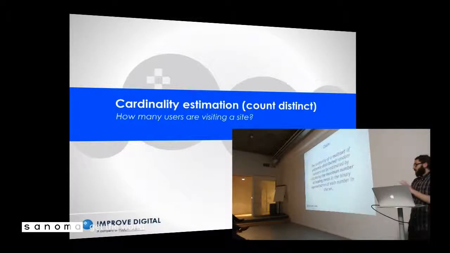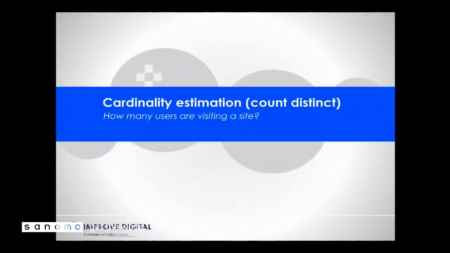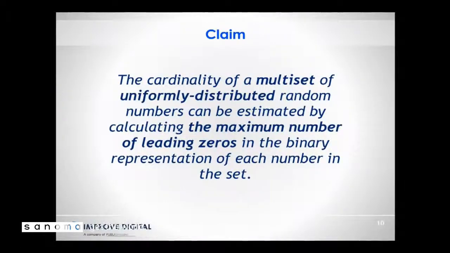Well, it turns out there is a data structure that can help us here, and before getting there, it relies on some properties of multi-sets. This is a theorem. I call it a claim because I don't give the proof, but I'm going to give you a pointer to the paper where the proof is given: the cardinality, so the length of a multi-set of uniformly distributed random numbers, can be estimated by calculating the maximum number of leading zeros in the binary representation of each number in the set. Cool?